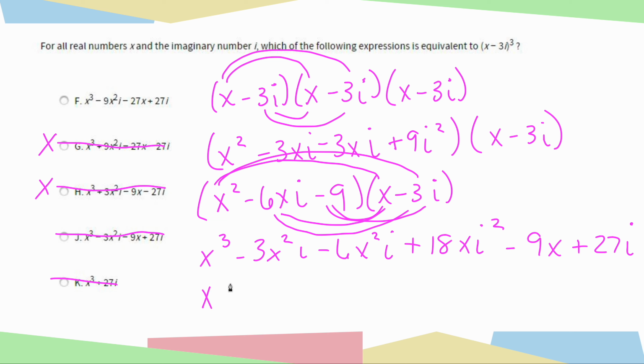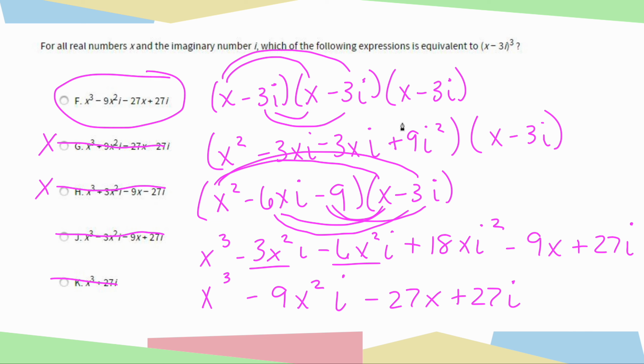Now, to simplify this further, this again is going to give me negative 9x squared i. This i squared is equal to negative 1. So this is basically the same as negative 18x minus 9x, which gives me negative 27x. And then plus my 27i, confirming that F is in fact the correct answer choice.